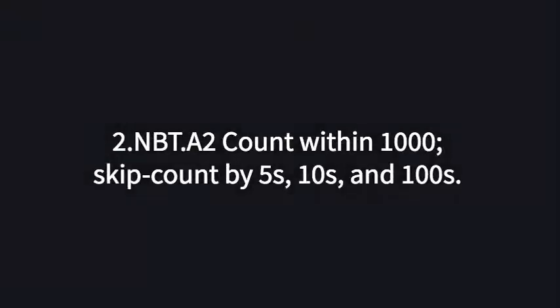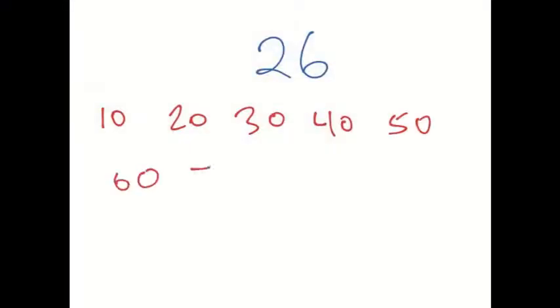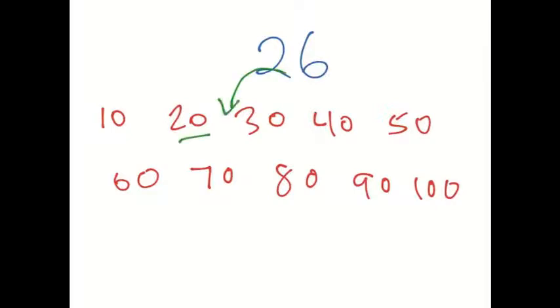So students, let's skip count by tens. 10, 20, 30, 40, 50, 60, 70, 80, 90, 100. Great, we've just skip counted. Now, given those numbers, 10, 20, 30, 40, 50, 60, 70, 80, 90, 100, what two numbers does 26 fall in between? What two numbers is 26 in between? Well, hopefully students can identify that 26 is between 20 and 30. Great. We've identified that 26 is between 20 and 30.